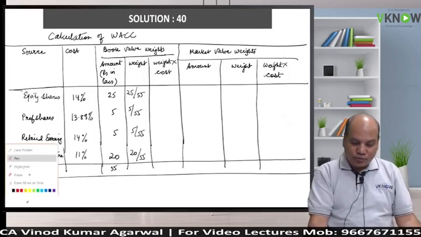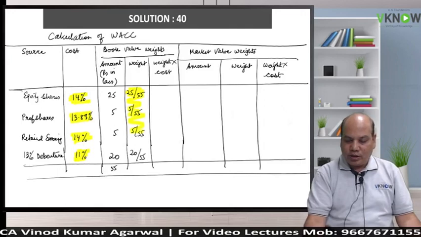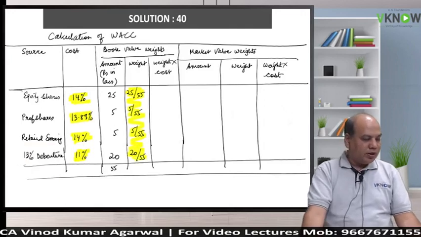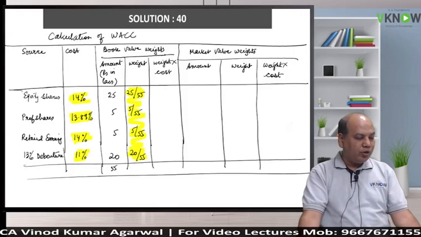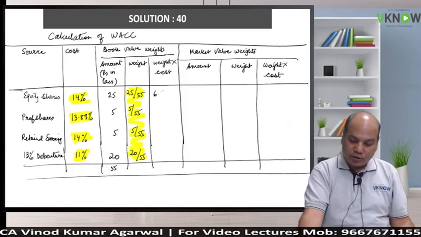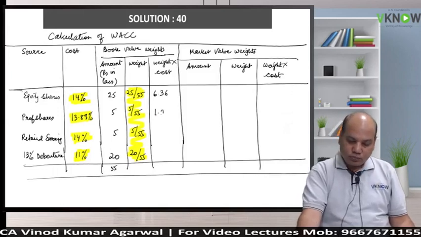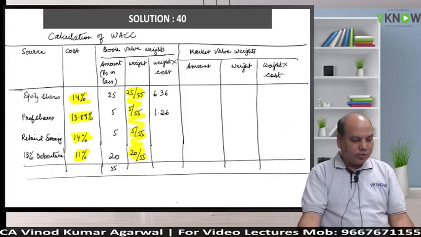Now dear student, take your calculator, multiply cost into weight, and give me the answer. Do not multiply by the percentage sign, just multiply 14 into 25 by 55. 6.36 is right. Come on, next. 1.26. 1.26. Come on, next.